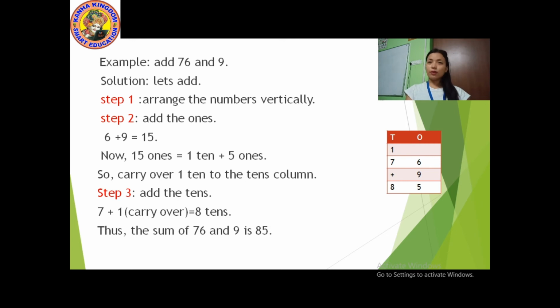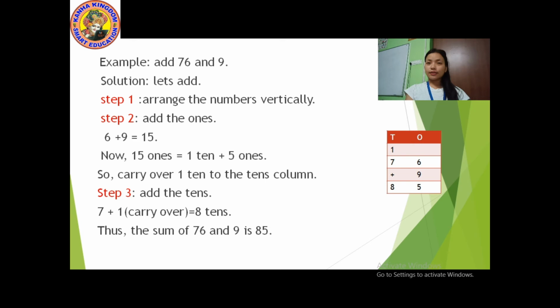In the number 76, 6 is the digit which is present in ones place, and 9 is itself in ones place, so we have to add 6 and 9 together. While adding 6 and 9 together, we get 15 ones, because we are adding the ones. 15 ones means 1 ten plus 5 ones.